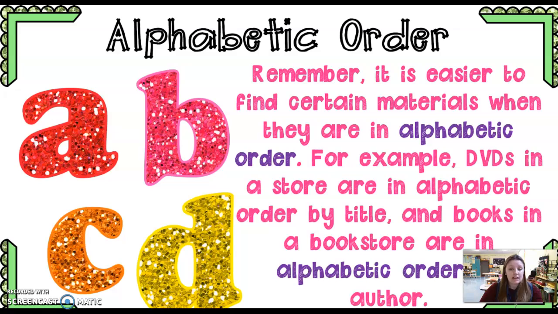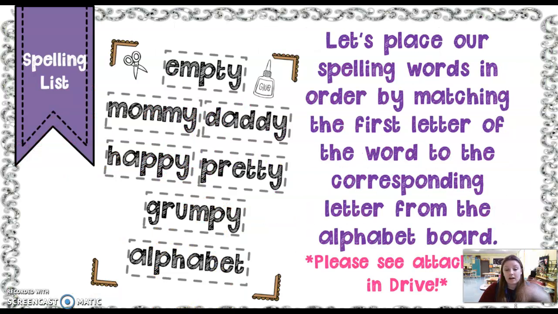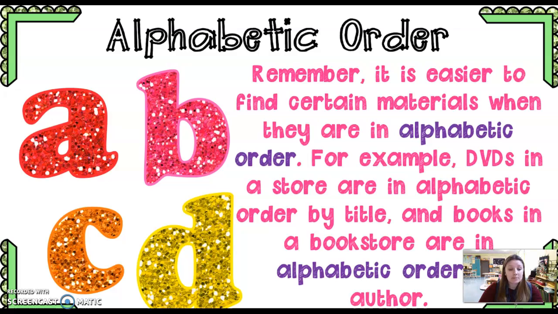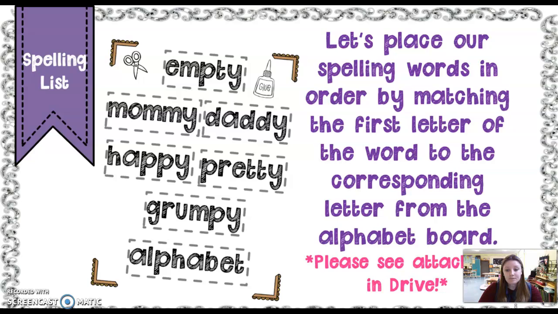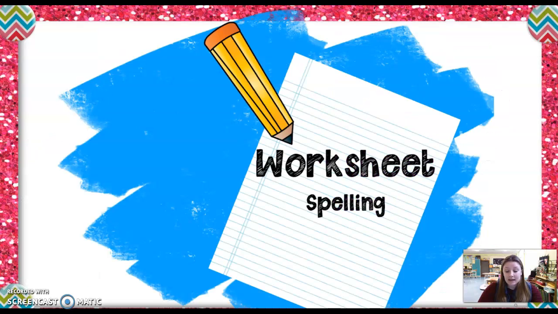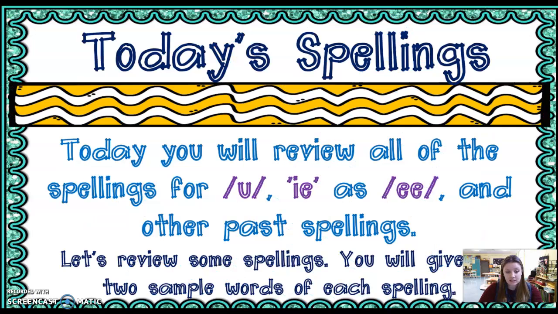The reason why we use alphabetic order is because it's easier to find certain things when they're in alphabetical order. For example, DVDs in a store are in alphabetic order by title, and books in a bookstore are in alphabetic order either by author or by title. It helps us to find them so that we're not searching all over the place to find what we need to. On the back side of your spelling sheet in your workbook, you are going to be practicing placing your words in alphabetical order, just like you did last week.